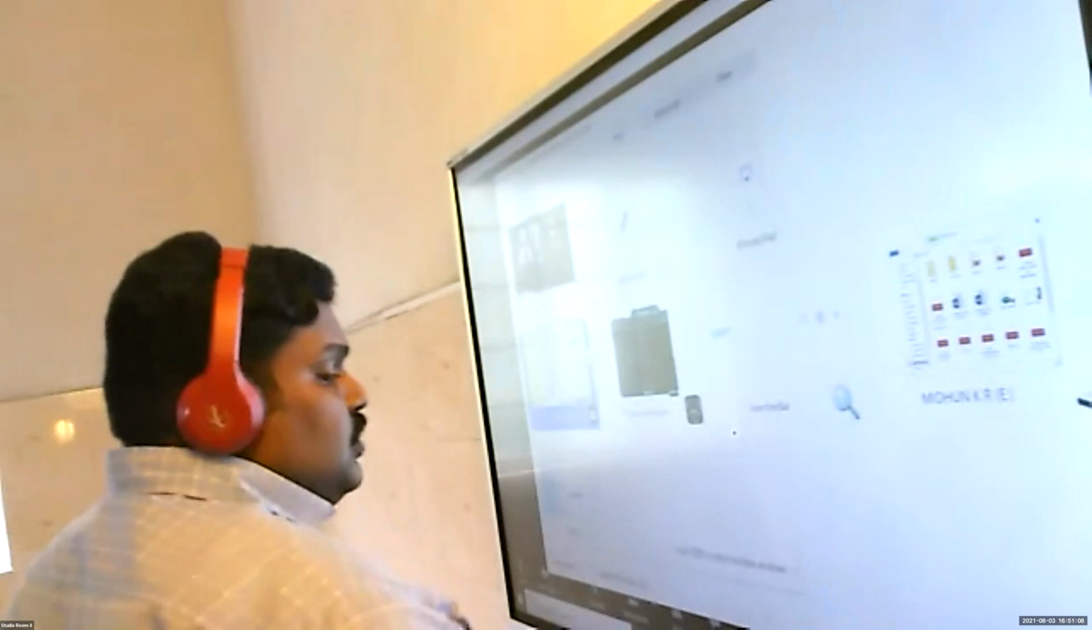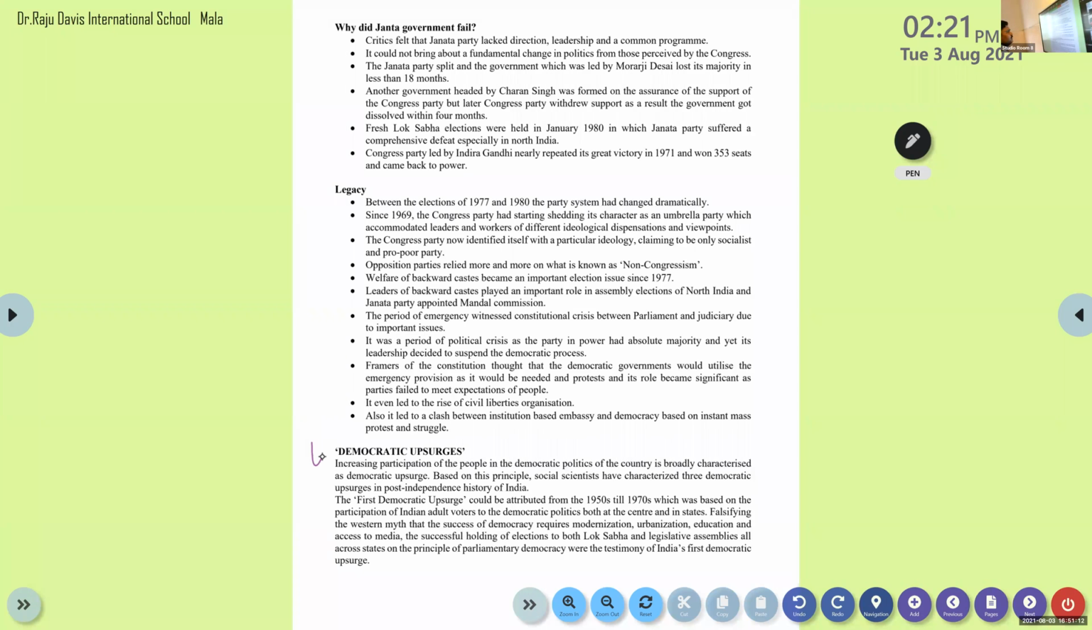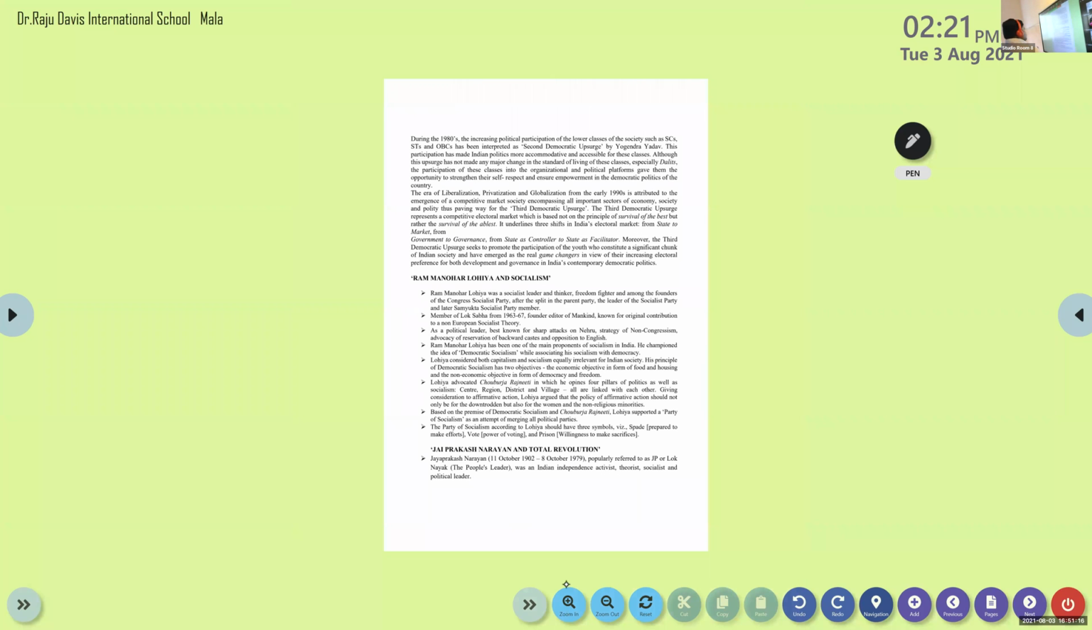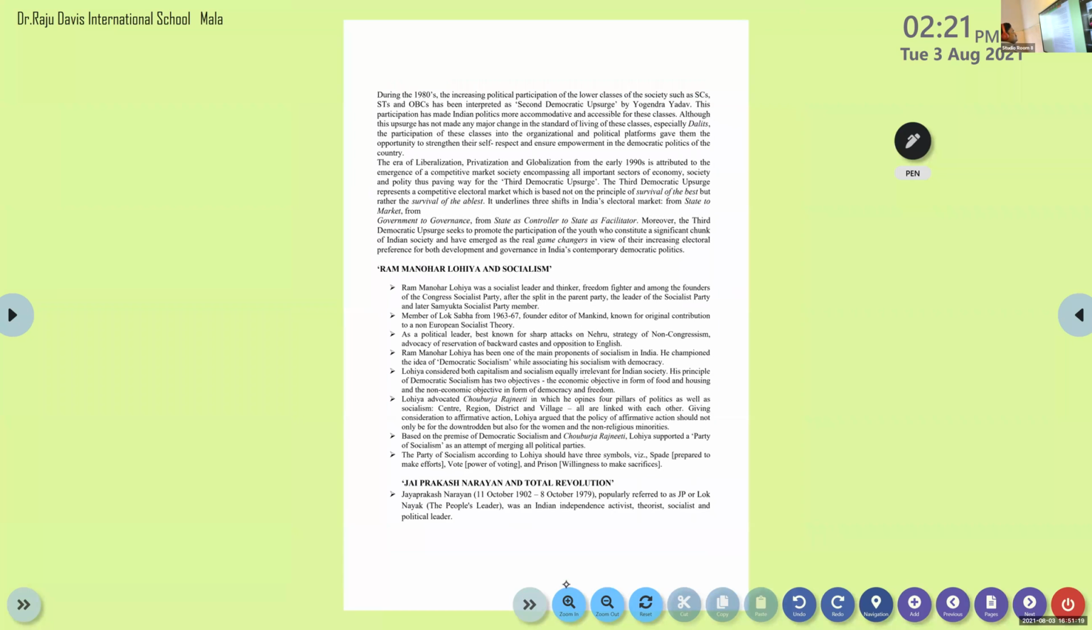This is the first case of upsurge in Indian politics, people's participation in the democratic process. Next one, the second upsurge.